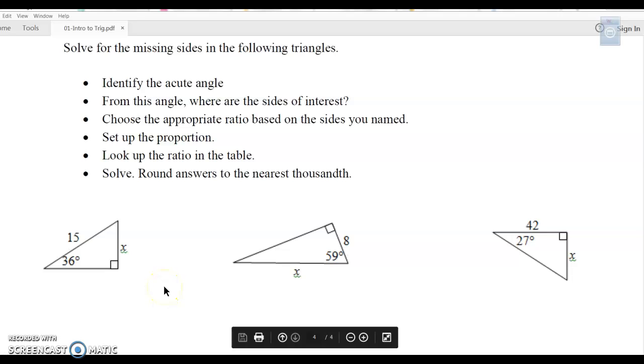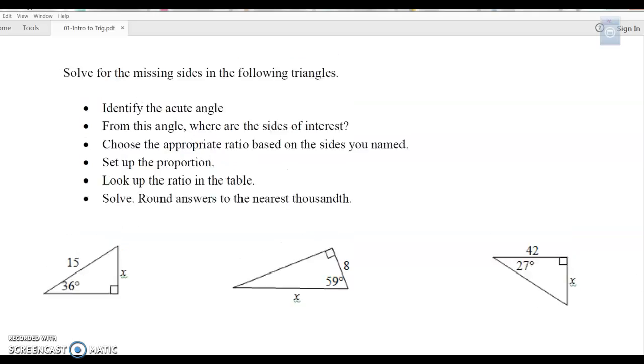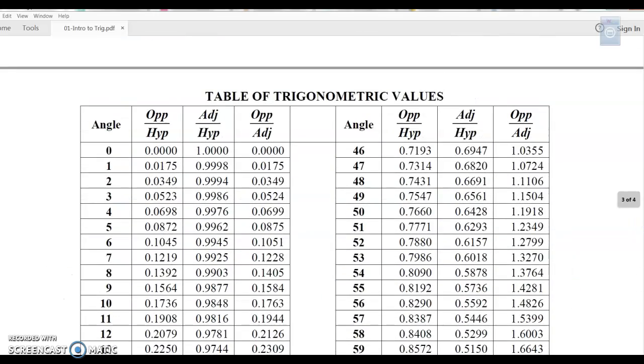This is Geometry, Unit 9, Lesson 1, Intro to Trig, the rest of the notes for solving triangles. All right, so we want to solve for the missing sides of the following triangles. So we're going to use that table that is on the notes by looking at the ratio of the sides that we have with the acute angle that is given. All right, so our ratios are opposite to hypotenuse, adjacent to hypotenuse, and opposite to adjacent.